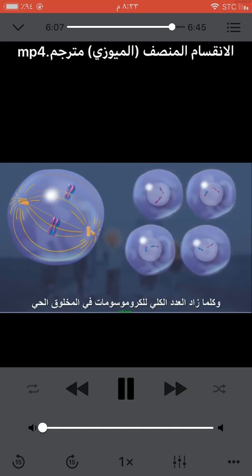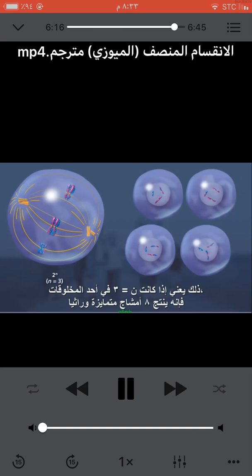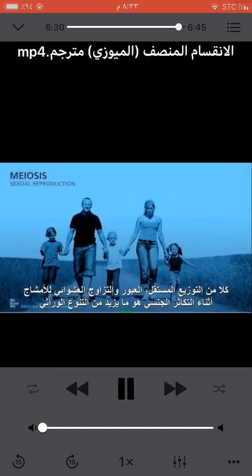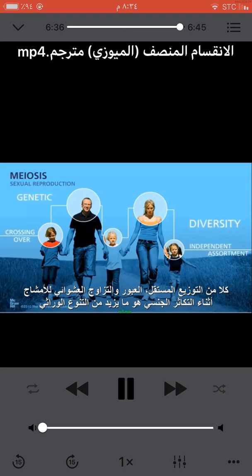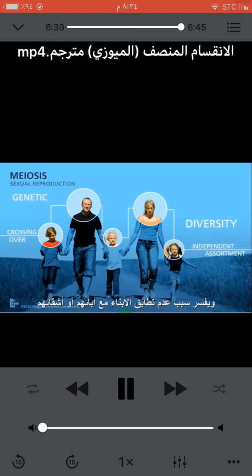As the total number of chromosomes increases in an organism, the number of genetically distinct gametes increases by 2 to the nth power. This means an organism with n equals 3 can produce 8 unique gametes. For humans, where n equals 23, there are 2 to the 23rd power unique gametes formed, or over 1 million different possible combinations. The combination of independent assortment, crossing over, and the random pairing of gametes during sexual reproduction increases genetic diversity and explains why a child will not look exactly like his or her parents or siblings.